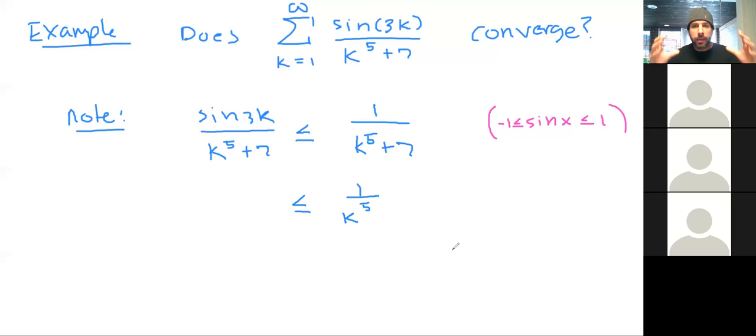Don't worry about the letters and numbers. Just pick specific values of k. Convince yourself that these inequalities hold. And so how can we finish this problem? Well, we can say the following. So we conclude this guy converges.